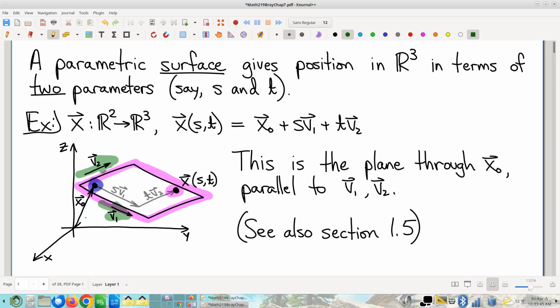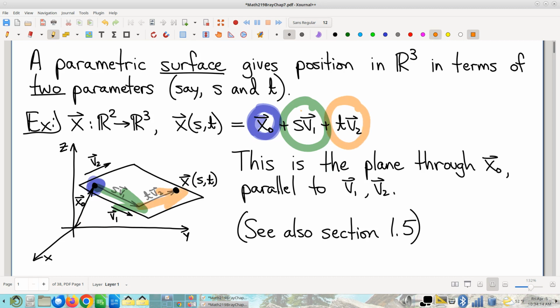And how would I construct other points on the plane? Well, do what you have to do. You start off at your starting point, x naught. You go however far you need to in the v1 direction, and then you go however far you need to in the v2 direction. I mean, how far do you need to go in the v1 direction? Well, it's not going to be just 1 times v1, probably. I mean, maybe, right? But probably not.